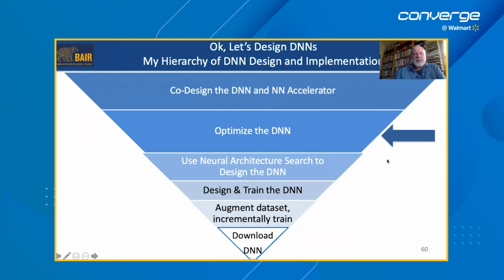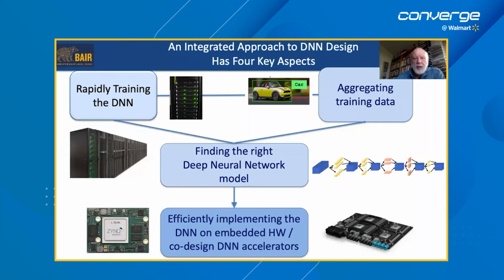So with that, that's as much as I'll say today about the actual process of designing the deep neural net, but I did want to get back to this issue of optimizing the deep neural net. And going back to this diagram, we see it here at the bottom, generally under the heading of efficiently implementing the DNN.